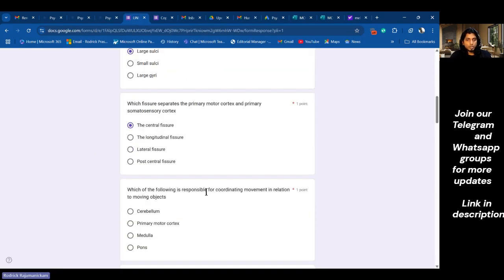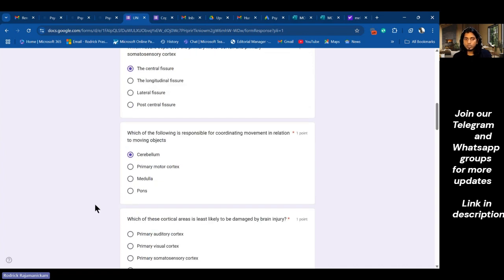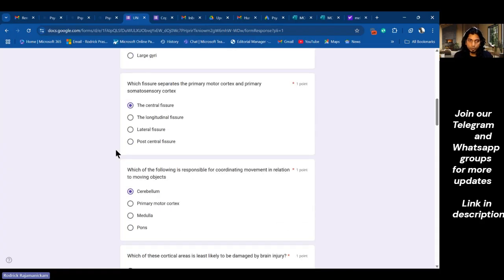Which of the following is responsible for coordinating movement in relation to moving objects? It is not primary motor cortex, because it coordinates before producing a movement, but after a movement is produced and you have to adjust it for a moving object, it's predominantly the cerebellum. The cerebellum is also involved in balance. It's also involved in coordinating movement, maybe also motor response learning, and the basal ganglia is involved in it too.